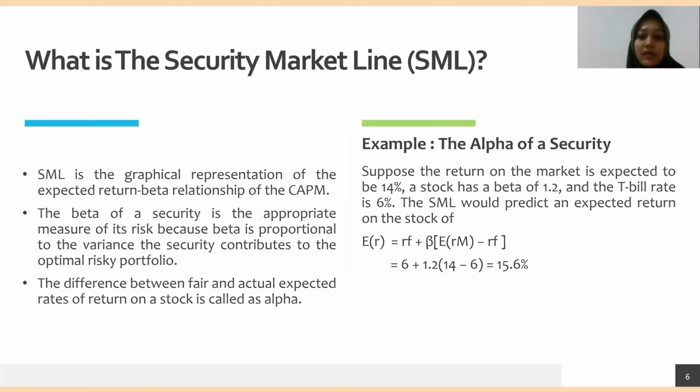So let's see this example. To predict an expected return on the stock, we use this kind of equation where the T-bill rate was estimated as 6, and then we add the beta, which is 1.2, multiplied by the return on the market, which is expected to be 14, minus the T-bill rate, and the total is 15.6%. Okay, next.